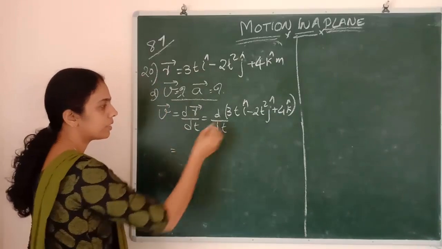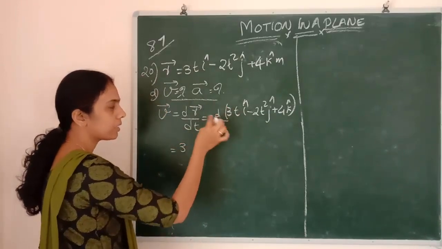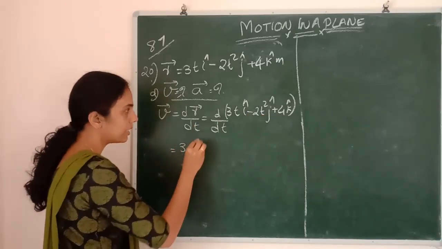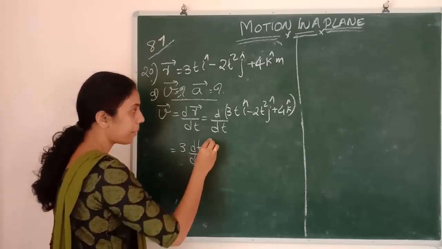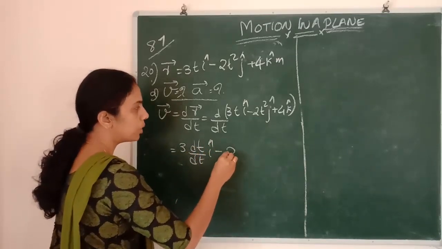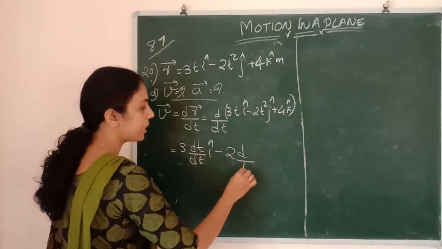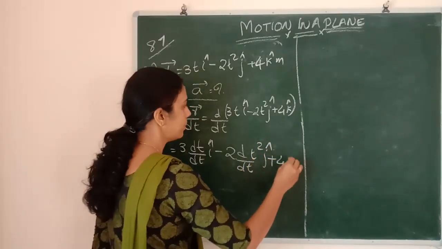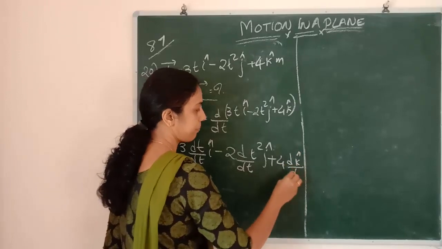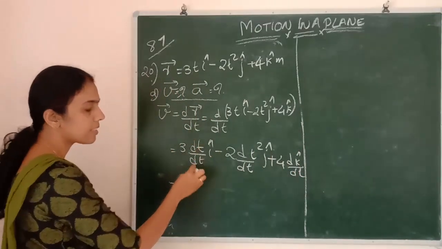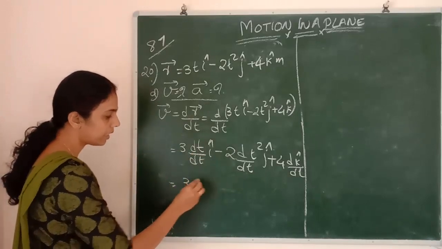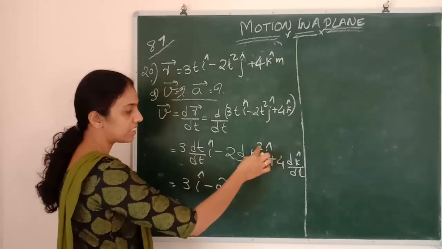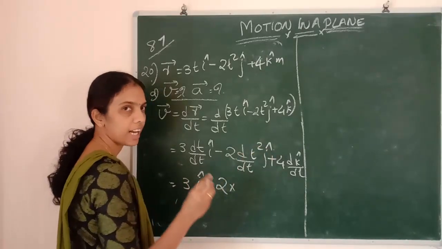Now what should we do? We take each term and differentiate, taking the constants outside. So dt by dt i cap minus 2 into d by dt of t square j cap plus 4 into dk by dt. Here, what is dt by dt? That is 1. So 3 i cap minus 2 into d by dt of t square. t square, how will we differentiate it as per the equation?